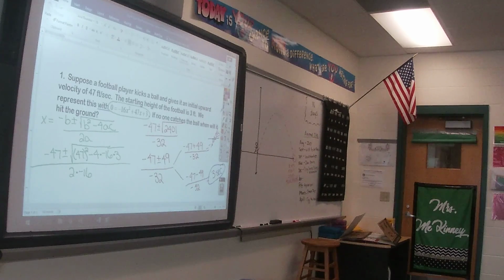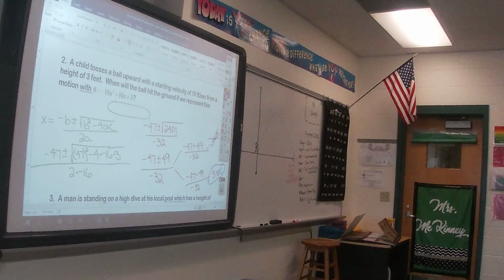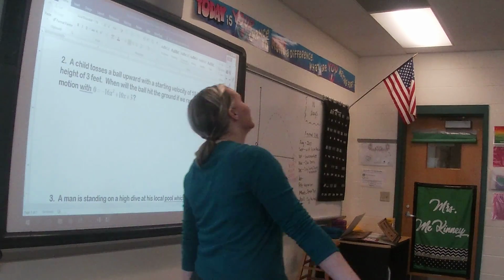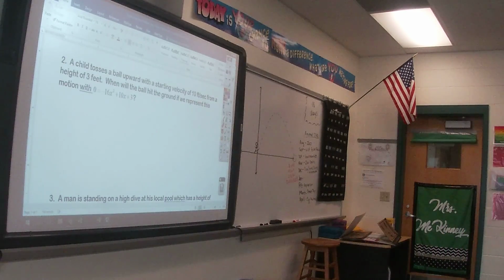Okay, let's look at the next one here. Now it says a child. Is there graphing for this? Could we graph this? Yes, absolutely. We could make a table and we could do negative b over 2a, and we could plug some values in. We're just not there yet.